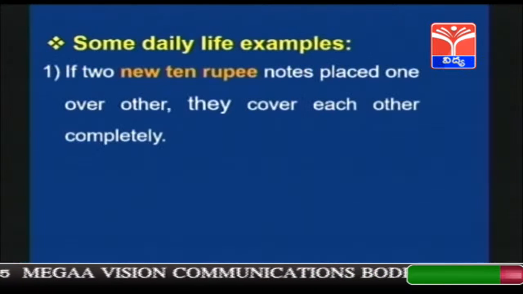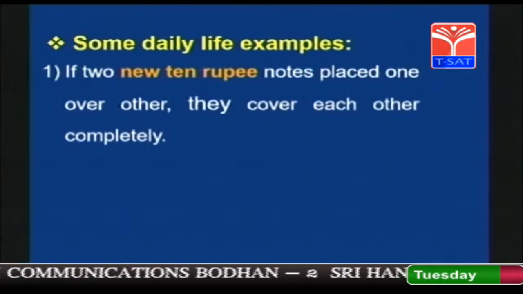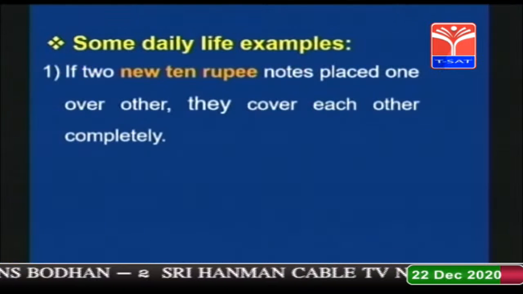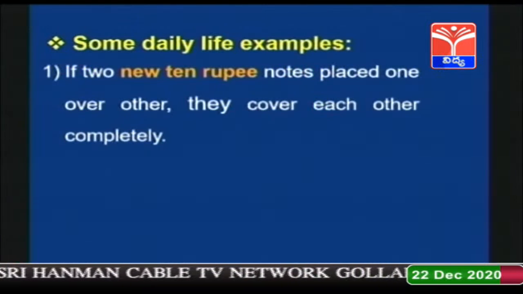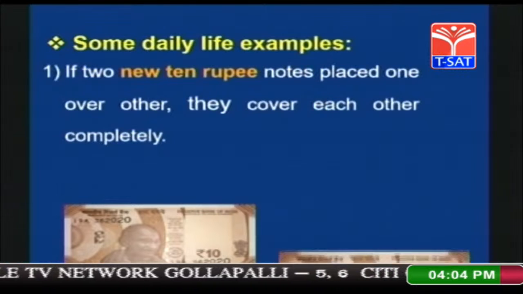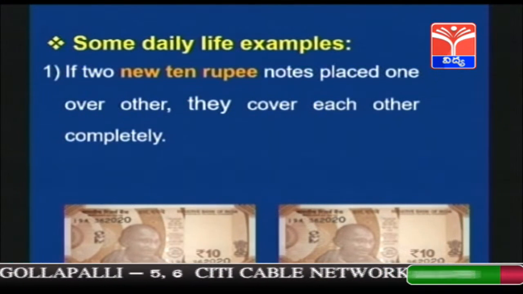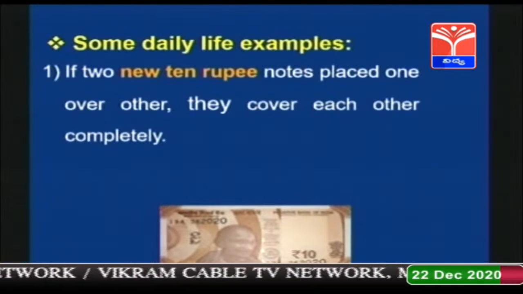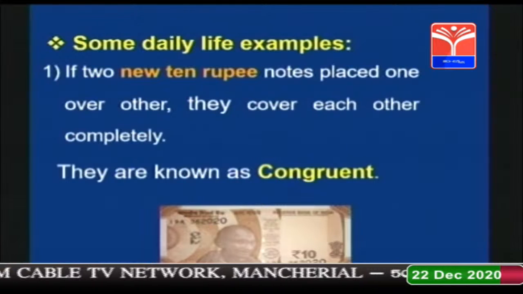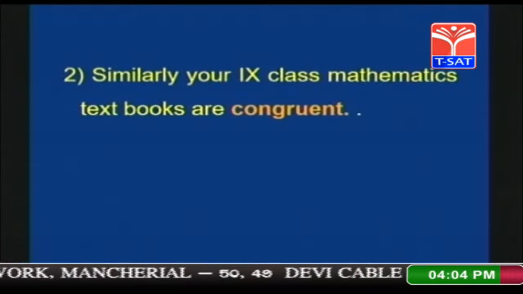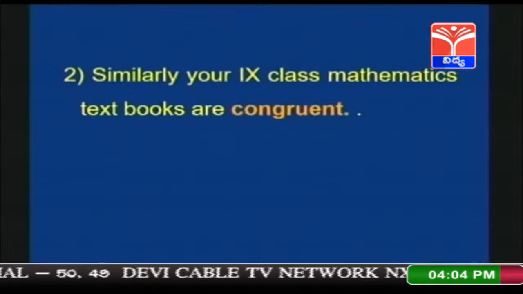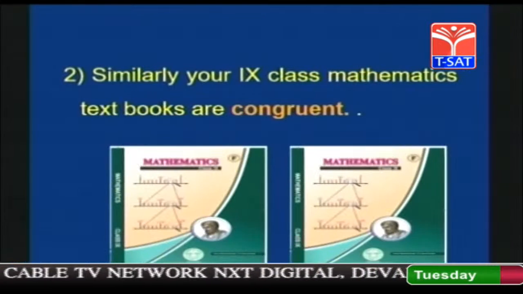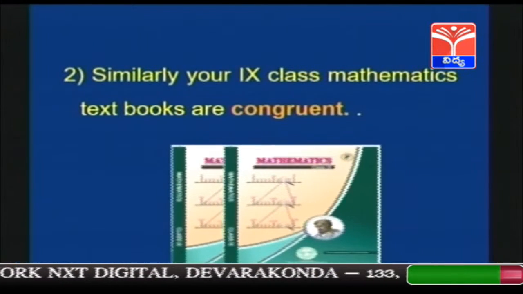Let us discuss some daily life examples. If two new 10 rupee notes are placed one over the other, they cover each other completely. Now see students, this is the first 10 rupee note and this is the second 10 rupee note, and observe, yes, they cover each other exactly, hence they are congruent. Now the second example. Similarly, your 9th class mathematics textbooks are also congruent. Observe here there are two 9th class mathematics textbooks, and they perfectly overlap each other, hence they are congruent.